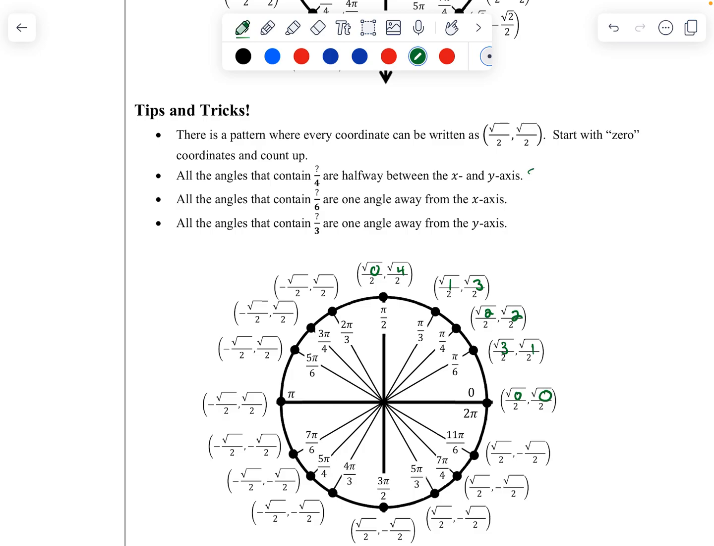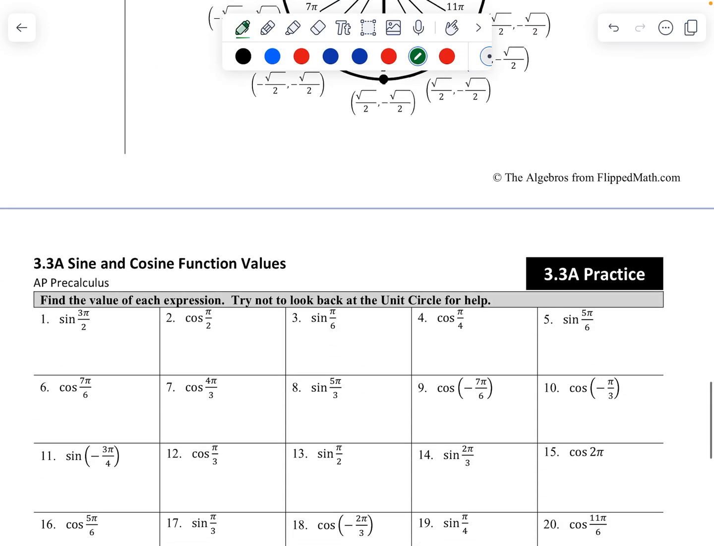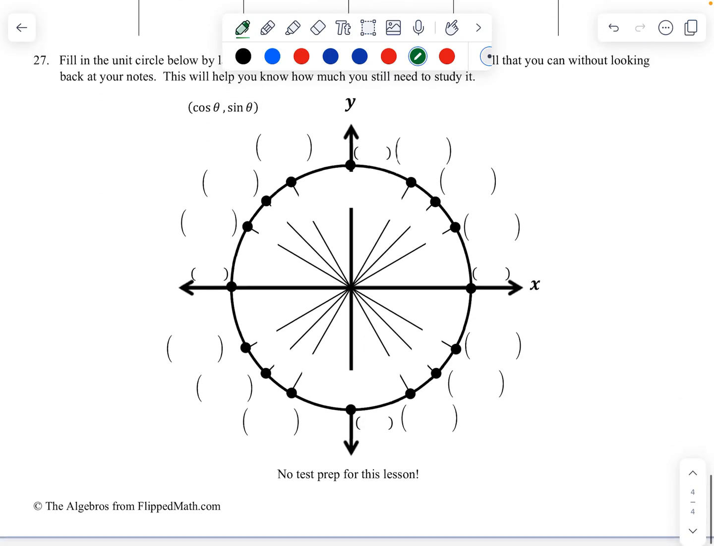Pi over 4s are halfway. Pi over 6 is 1 up. Those are the 30 degrees. And pi over 3s are 1 away from the y-axis. So tonight we're going to have you practice some of those again.